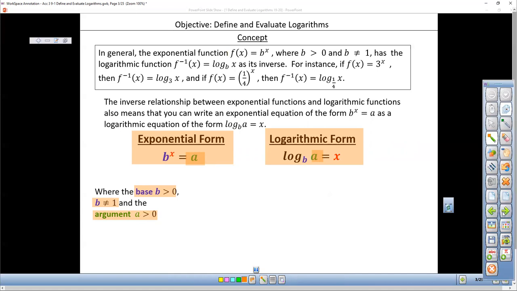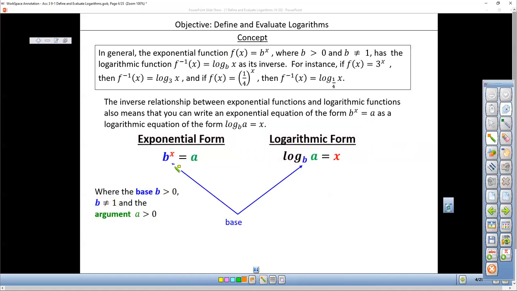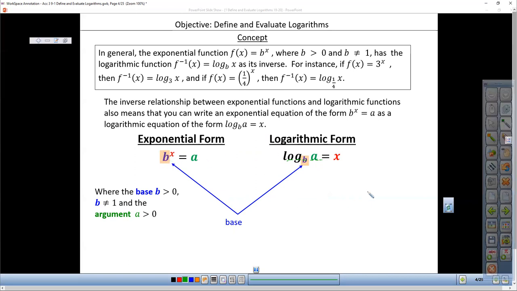So notice the connection, and I would encourage you to write these arrows and label in your notes. The position of the base in our exponential form becomes a subscript in the logarithm. So it drops below the horizontal, notice. So it's what we call a subscript. That's where the base goes in the logarithmic form from its exponential form.